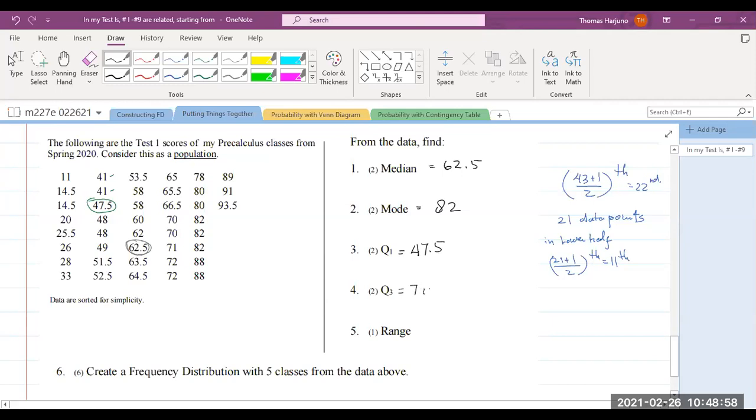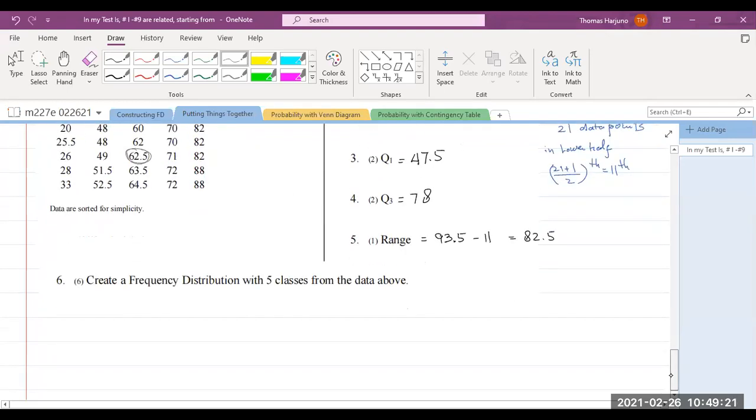It will be 78. The range will be the maximum data minus the minimum. That's 82.5. No, we don't round the range. We don't round the range, okay? We don't round the range. We don't round the range. So data number 11.